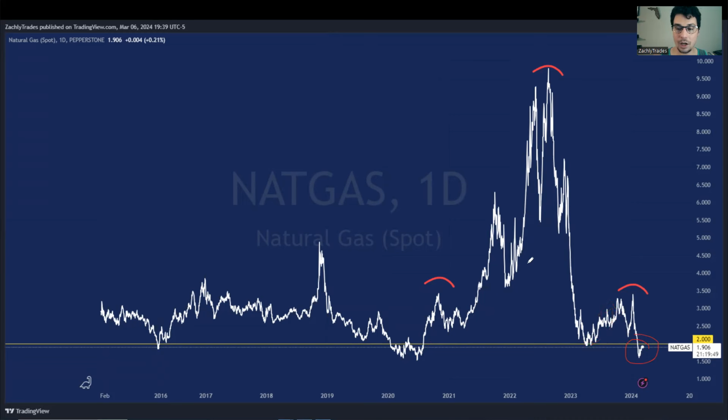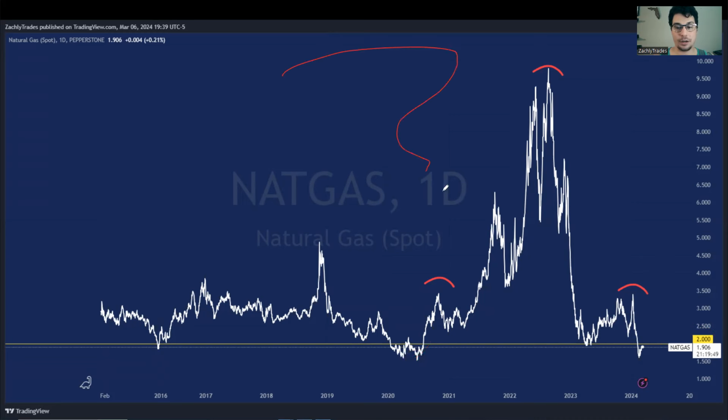We went very, very low. We completed this head and shoulders, a huge, massive multi-year head and shoulders. And right here, essentially, we broke the neckline and came down to the targets for the head and shoulders. Now we're starting to see a rebound. And yet again, we're still trading below that $2 level.